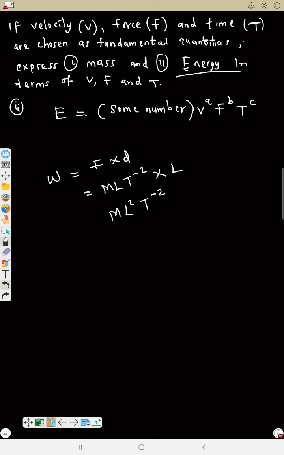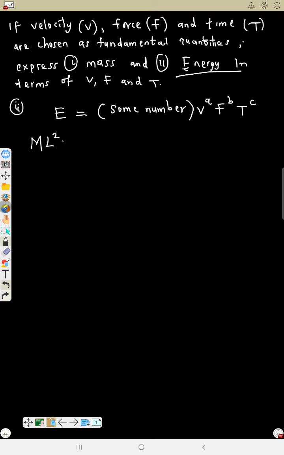So that means L will carry 2. So that is energy. So it's work done: m l squared t raised to power minus 2. So now let's equate that one. So energy can be m l squared t raised to power minus 2. So that will be energy. So now is equal to some number, that will be 1.